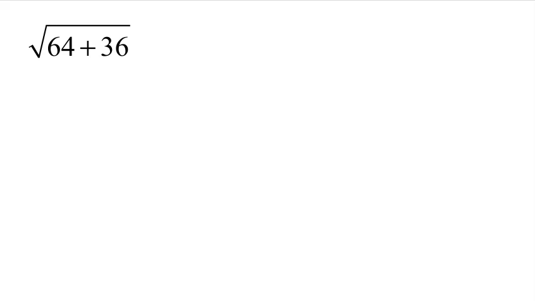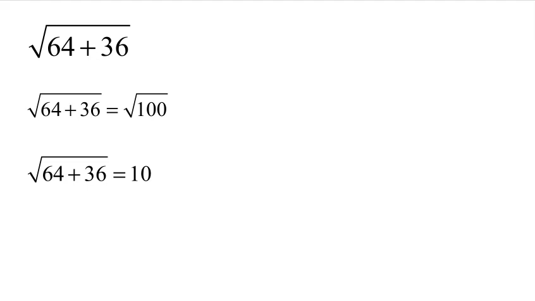I want to show you that that is not the case. The square root sign acts like parentheses. We've got to do what's under here first. 64 plus 36 is 100. So the square root of 64 plus 36 is the square root of 100. What number times itself is 100? The answer is 10. So the square root of 64 plus 36 is 10.